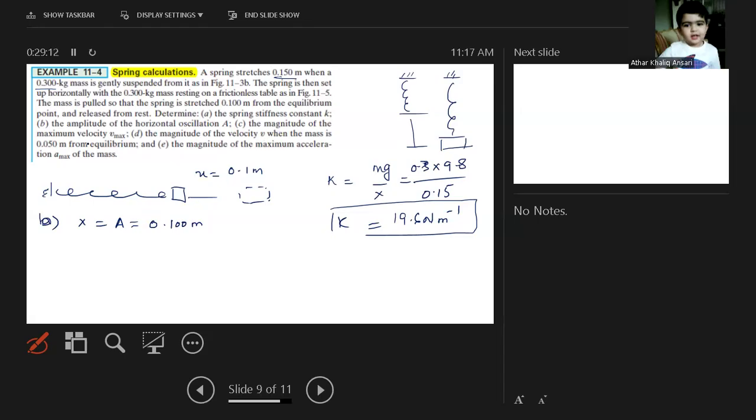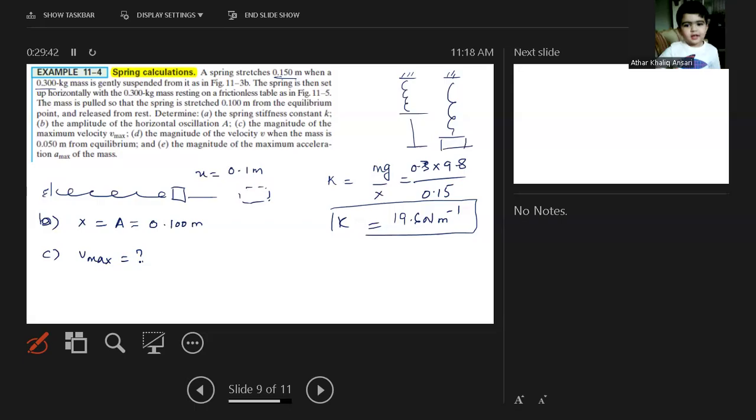Third part, they are saying the magnitude of the maximum velocity. At the beginning, it says the spring stretches 0.150. Yes, they are hanging at that time to find K. K equals 0.1? No, 0.1 is the displacement. So why is it amplitude? How did I know? Because you pull it up to 0.1 and then you release it, will it go further backward? So that's the maximum it can be.